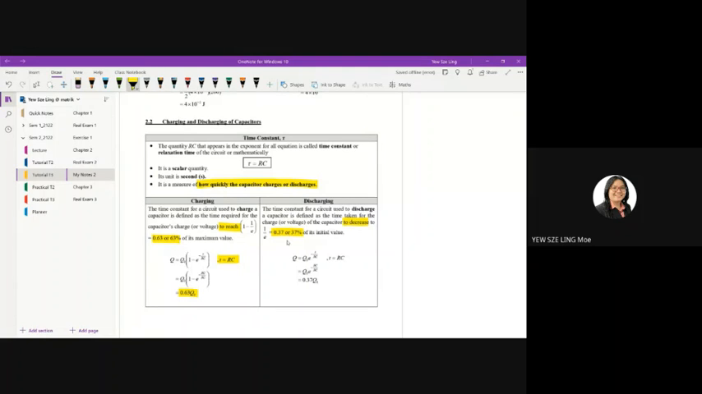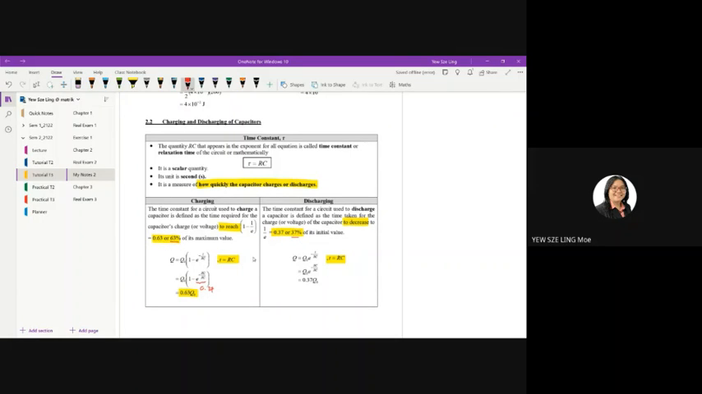You obtain this value by substituting t equals RC into the equation. So RC over RC equals 1, and exponential negative 1 gives you 0.37. Just now I gave you 0.37 as well, but because you have a 1 right here, 1 minus this part, 0.37, you obtain 0.63. So that is the charging and discharging process, and that is how we obtain the 63 and 37%.